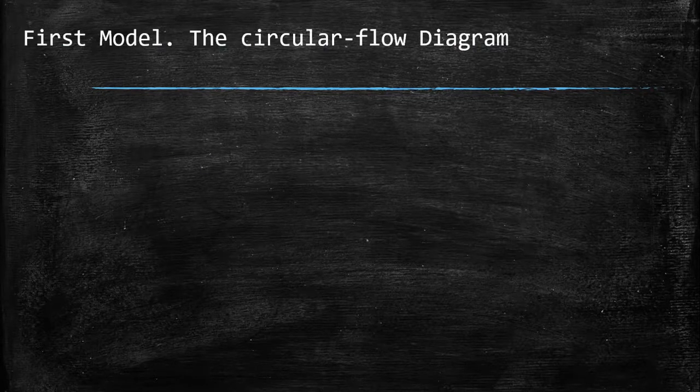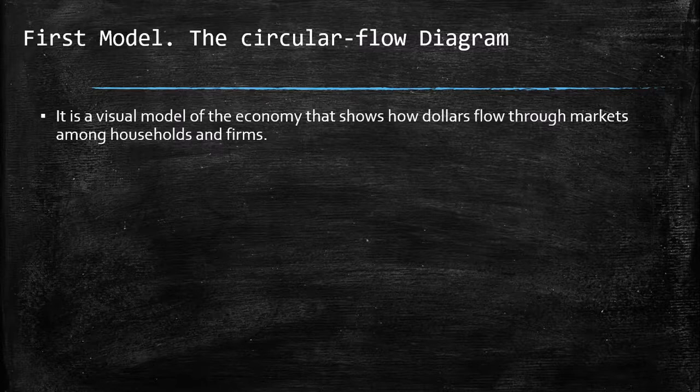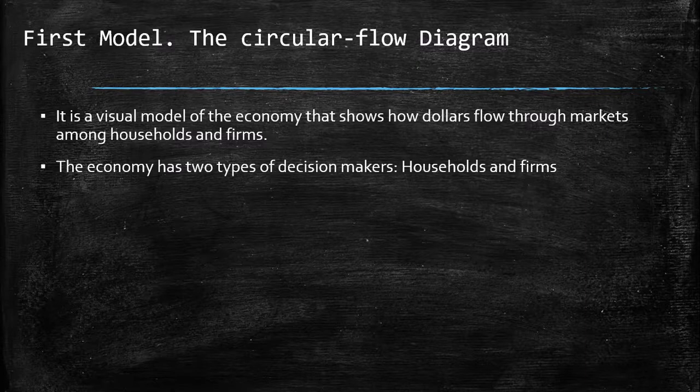So the first model is the circular flow diagram. How does it work? This is a visual model of the economy that shows how dollars flow through markets among households and firms. The economy has two types of decision makers, who decide how the economy works: households and firms.